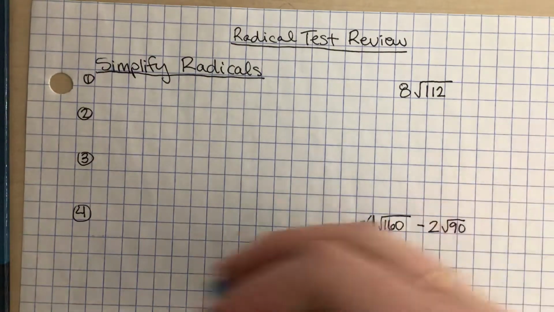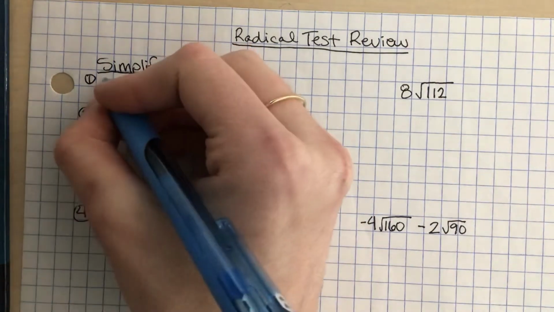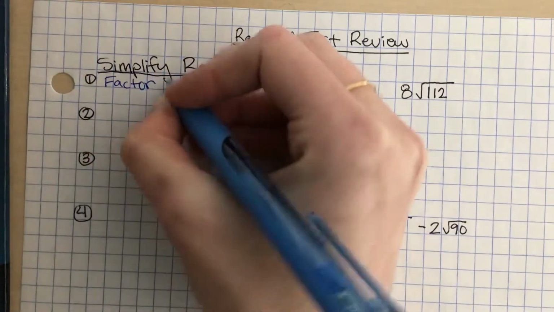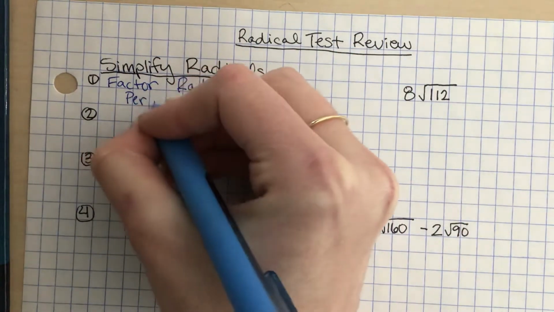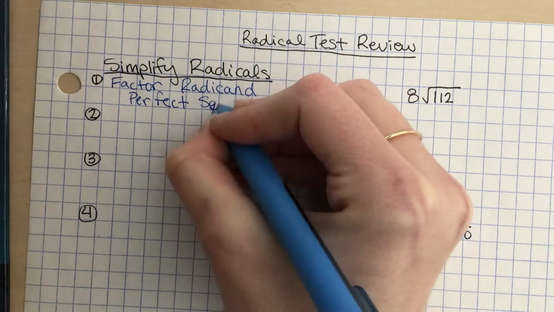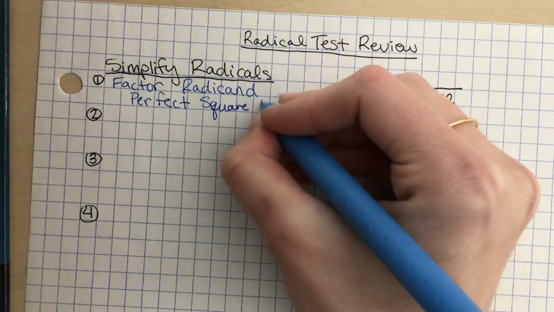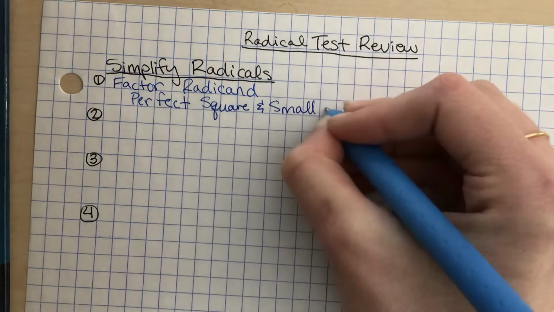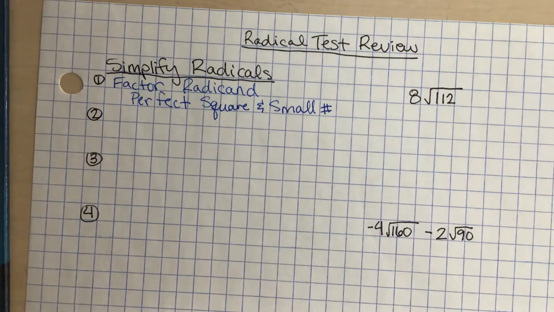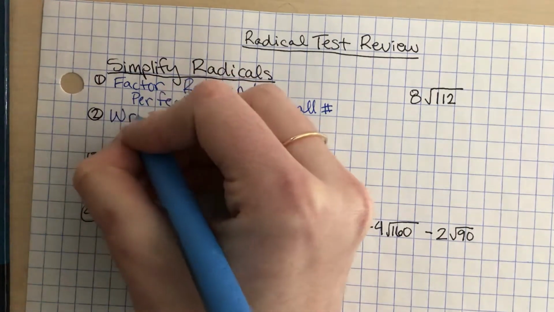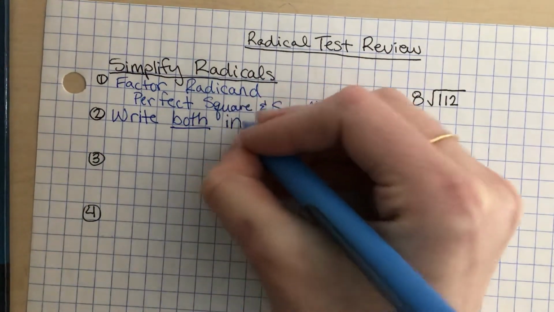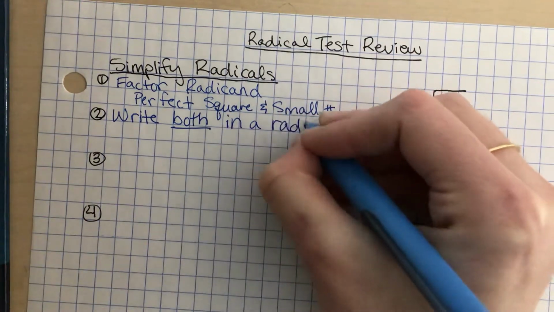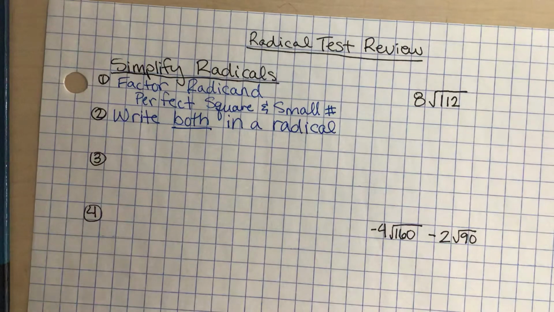And the first thing you want to notice about your radical is that we want to be able to factor the radicand. And when we factor, we said that we want one factor to be a perfect square, and we need the other one to be a small number, and we're hoping it's prime. So we want a perfect square and a small number when we factor. The next thing we have to do is once we've picked those factors, we want to write both of them in a radical, or as a square root. So we're writing both factors in the radical.